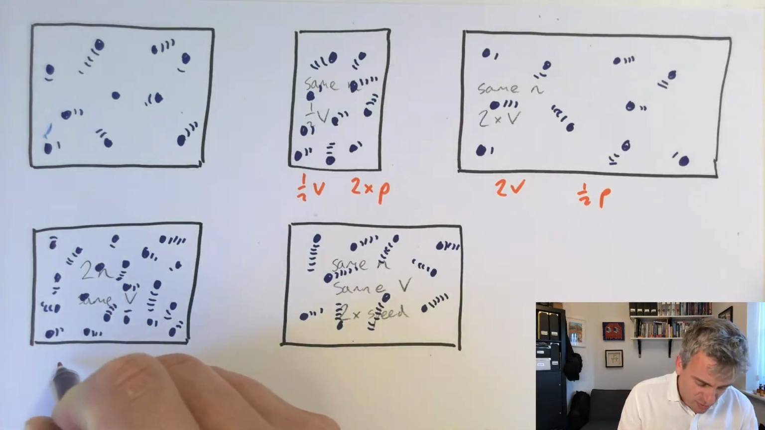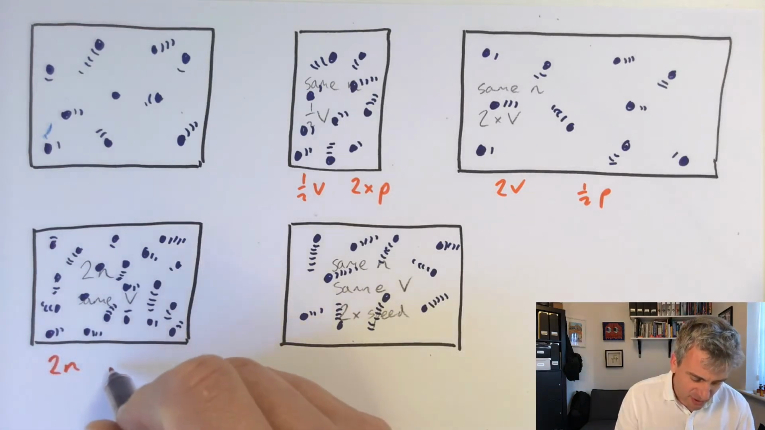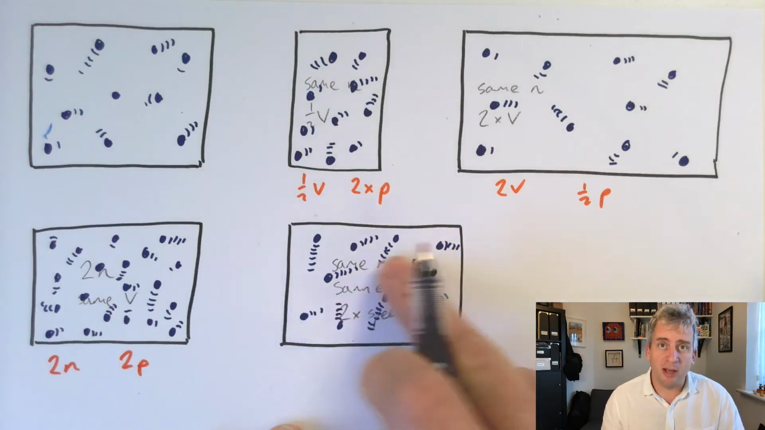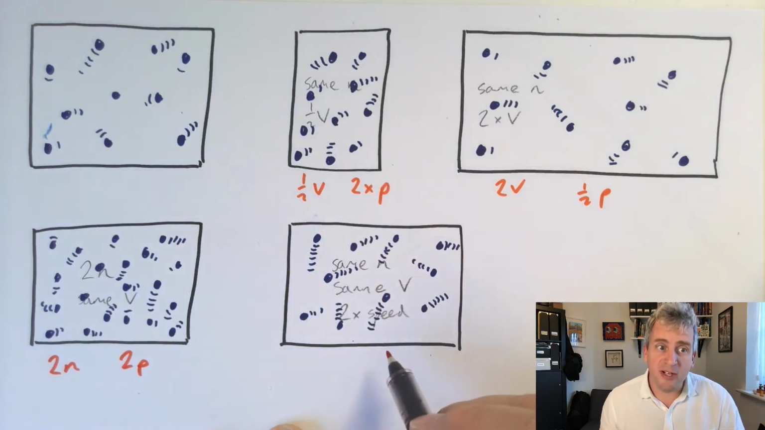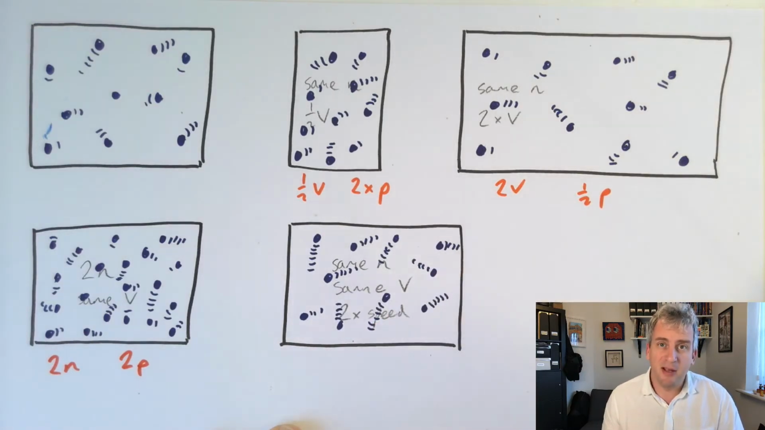So this is a relationship between N and P. We've got twice the number of particles, we've got twice the pressure. And our final one here is the relationship between the velocity they're moving at. Now this is the hardest one. I said it was the hardest one.